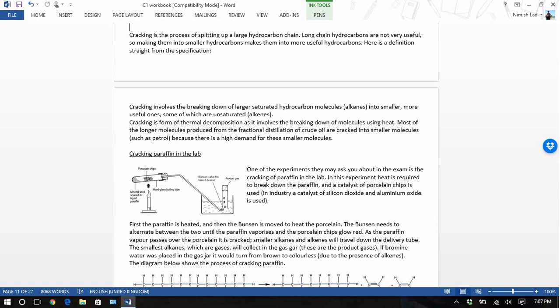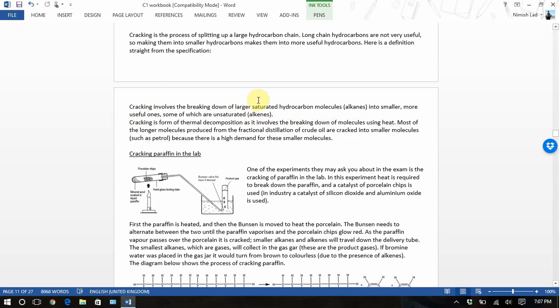So here's the definition straight from the specification. If you quote this in an exam as a definition of cracking, you'll knock it out of the park. Cracking involves the breaking down of larger saturated hydrocarbons, molecules like alkanes, into smaller, more useful ones, some of which are unsaturated alkenes. The rest of them will be alkanes. It doesn't say that there, but that is the case.